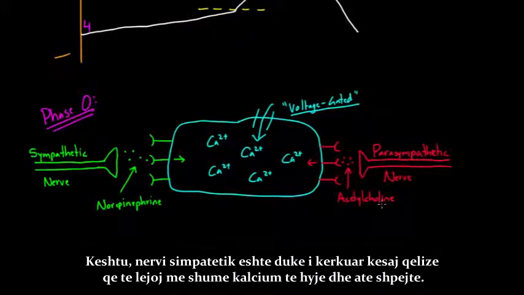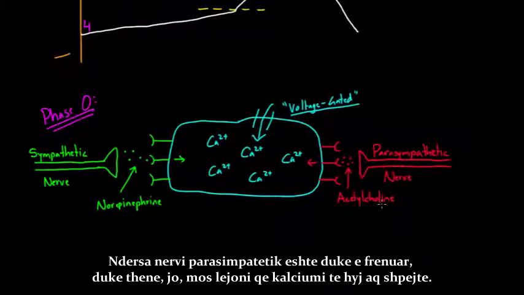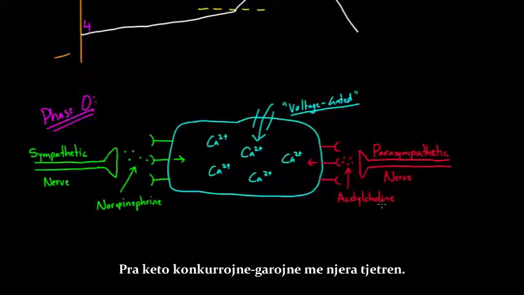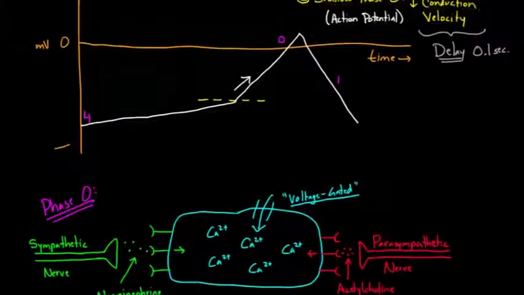And so the sympathetic nerve is telling this cell to allow more calcium to come in quickly, and the parasympathetic nerve is basically putting on the brakes and saying, no, don't let calcium come in quite so fast. So these two are competing back and forth. Let me make a little bit of space here.